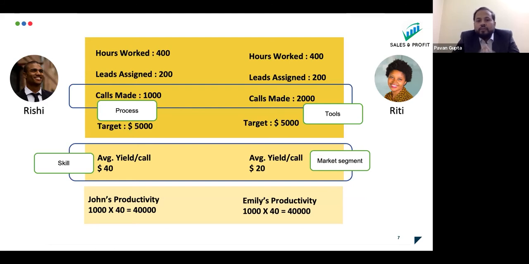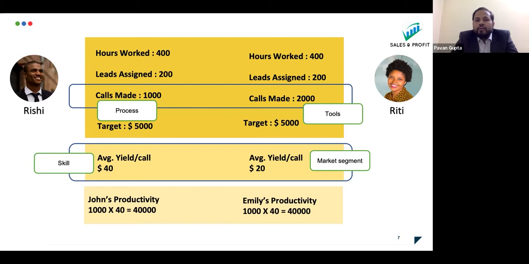Now, if you look at it from a leader's perspective, probably these four are the core areas which, if you could address, both of them would be able to deliver the same number of calls. And when you look at it, your ideal number is going to become about $80,000 per rep. And that makes a very large impact on the overall business.